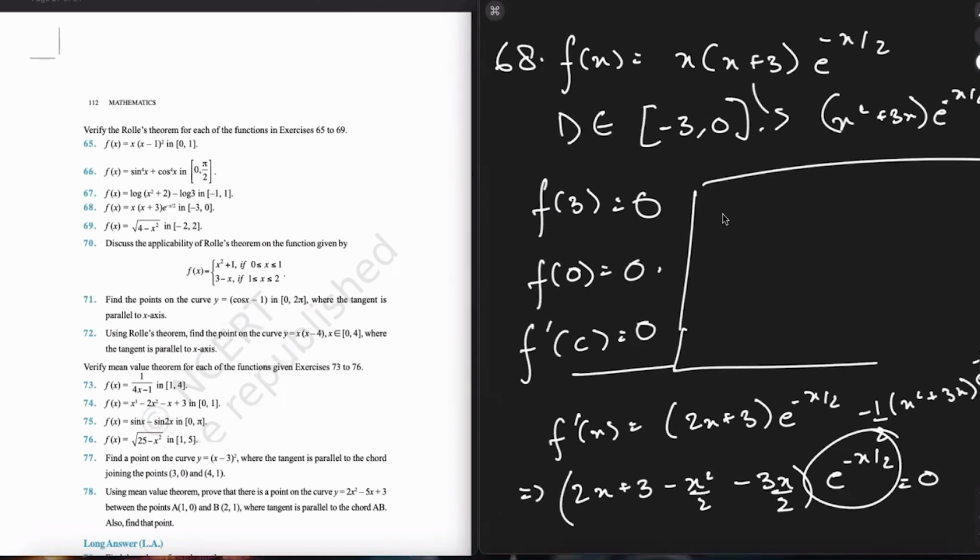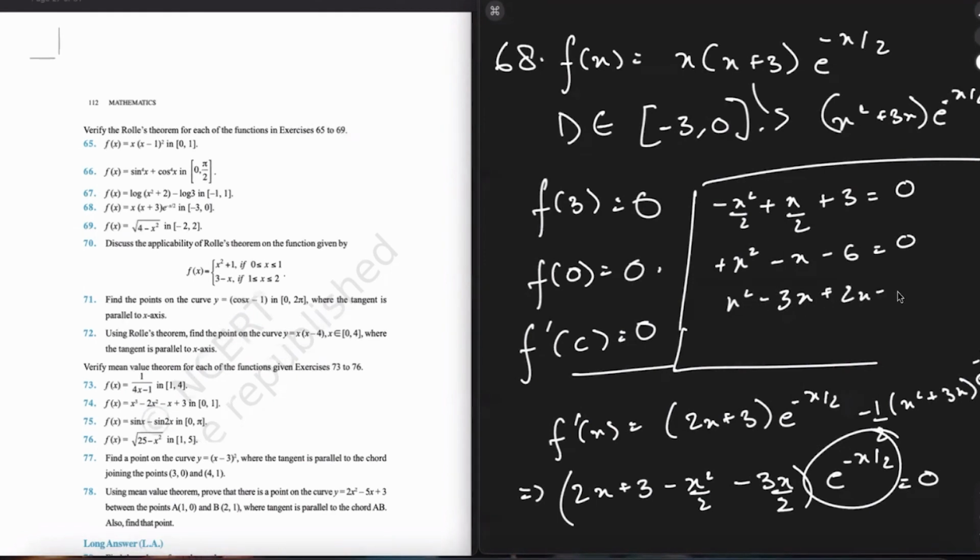So minus x square upon 2, 2x, 4x upon 2, 2 plus x upon 2 plus 3 equal to 0. So minus x square, rather plus x square minus x and minus 6. So x square minus 3x plus 2x minus 6 is equal to 0. x times x minus 3 plus 2 times x minus 3 equal to 0. So x can be equal to 3 or x can be equal to -2. These two are your answers for C.